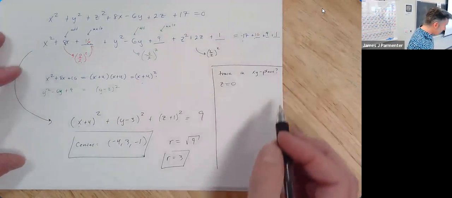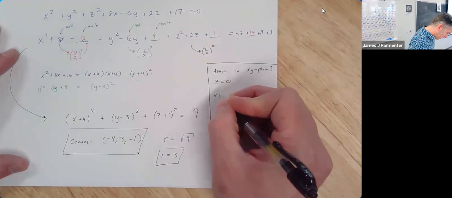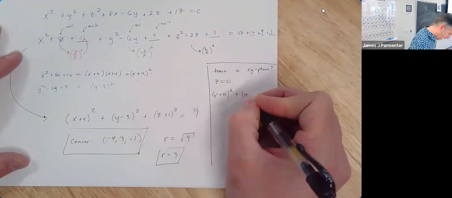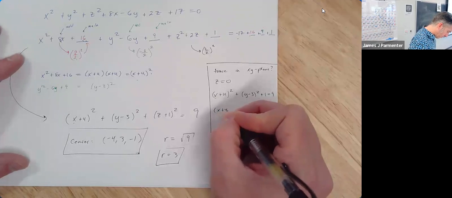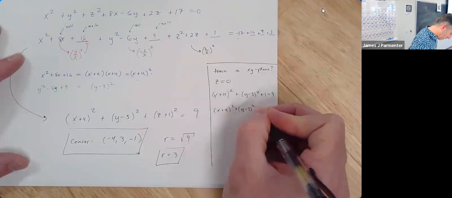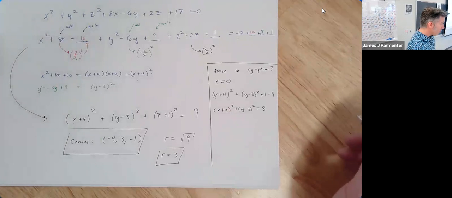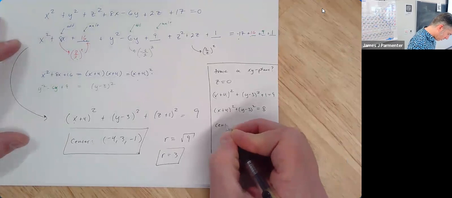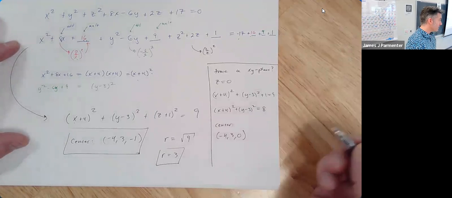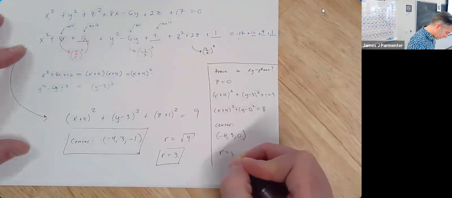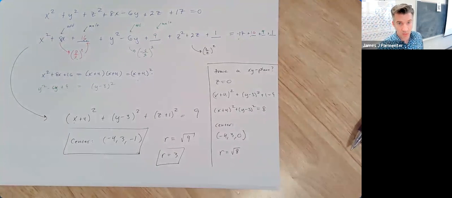So we're literally just going to plug in Z equal to 0 into this equation. When I plug in Z equal to 0, I get X plus 4 squared plus Y minus 3 squared plus 1 equals 9, or X plus 4 squared plus Y minus 3 squared equal to 8. So what's my trace? In the XY plane, it's a circle whose center is negative 4, 3, 0, because I let Z equal 0, and whose radius is the square root of 8, which is 2 root 2, about 2.8. Let me show you on GeoGebra, because I think it is worth seeing this.